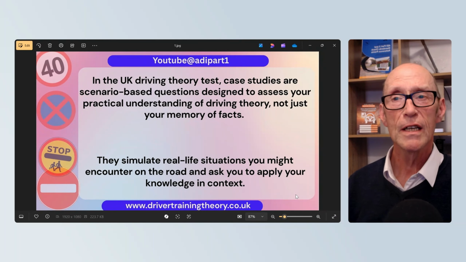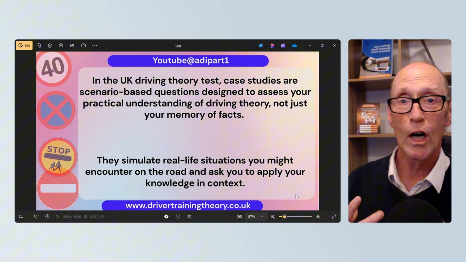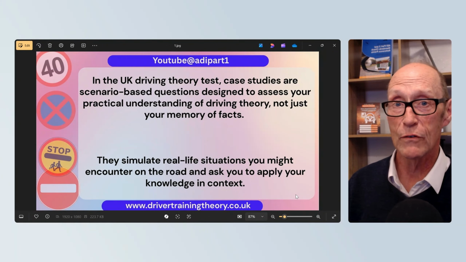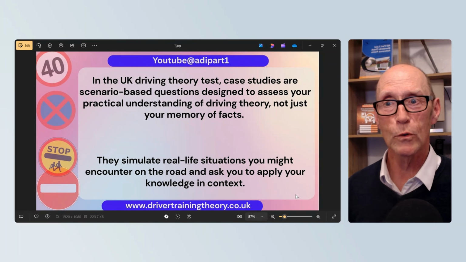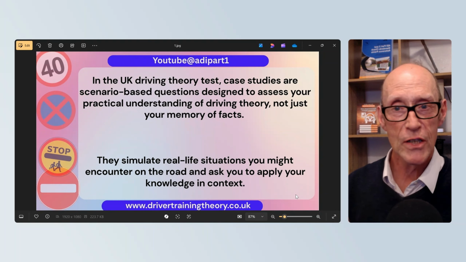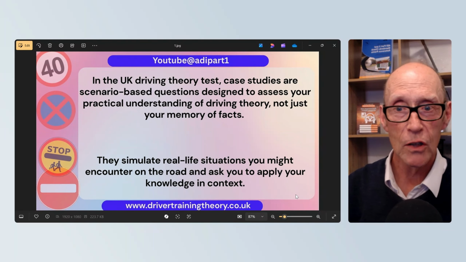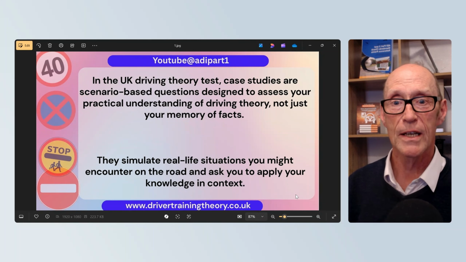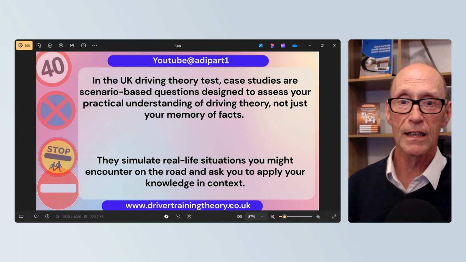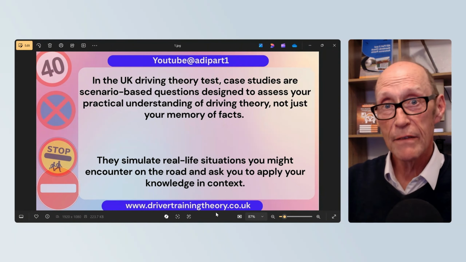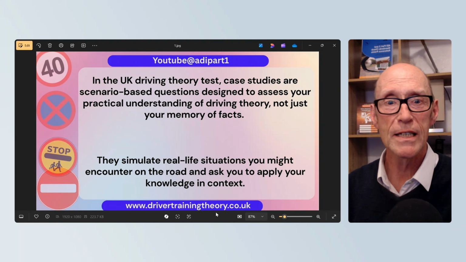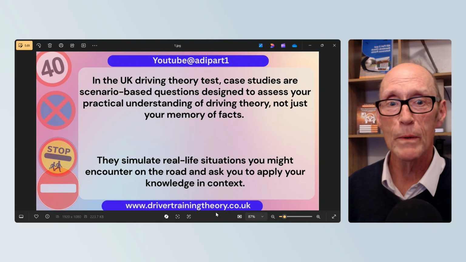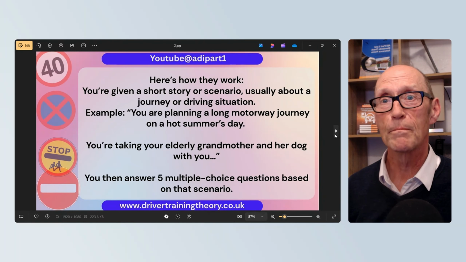scenario-based questions. They're designed to assess your understanding of driving theory, not just the memory of facts. They simulate real-life events that we're going to encounter on the road and just ask you to apply your knowledge in that context. Now, basically, what it does, it gives you this scenario, but all you need to do is break it down into the relevant parts. What do we mean? Well, let's have a look.